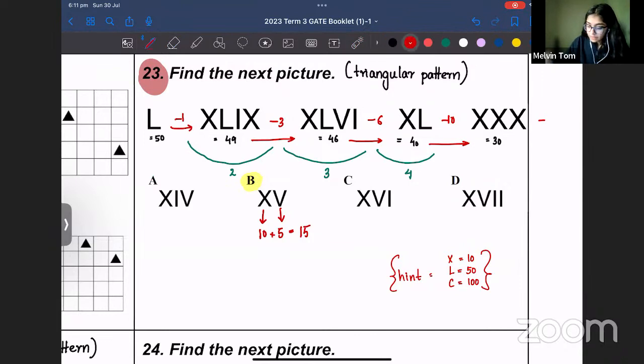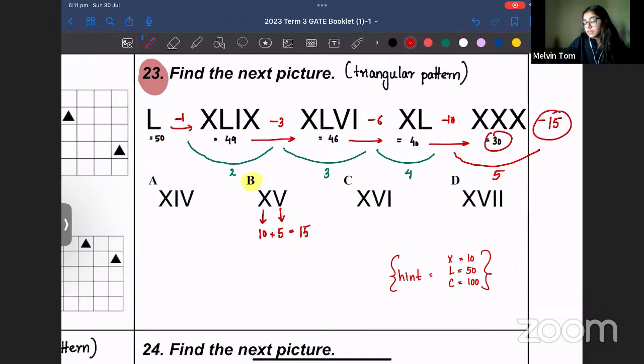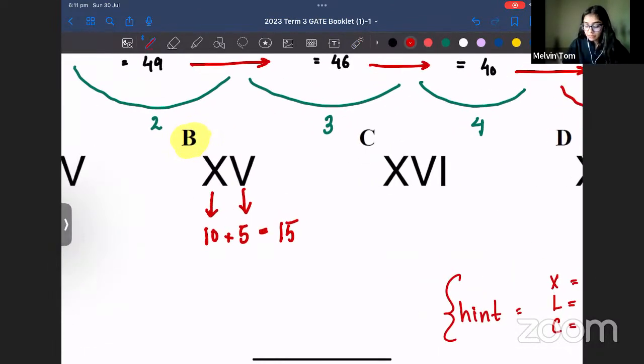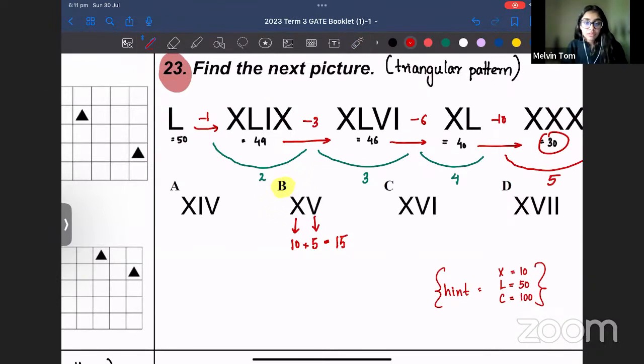Okay. Yes. So from 6 to 10, it's 4. So the next one will obviously be 5. So 10 plus 5 is 15. So 30 minus 15 will give you 15. We have to find 15 in the options. That's X and V. That's 10 plus 5, which gives you 15. Let's see. Question 23 is done.